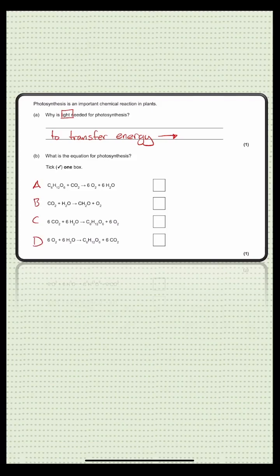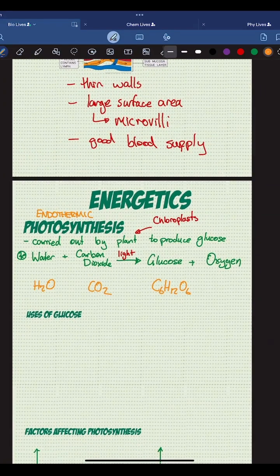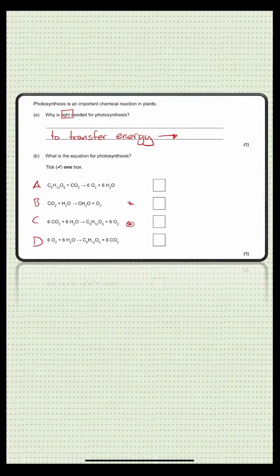Nice. So which equation here is correct? We'll write this down. So this is the symbol equation this time. We just did the word equation. A, B, C, or D. Let me know. Most of you are saying option C, and some people are saying B. So let's look back at our equation. Water is H2O, carbon dioxide is CO2, glucose, this is the one that people forget, C6H12O6, and oxygen is O2. To balance this, just memorize, you need to put 6 on everything apart from glucose. So the answer is C.